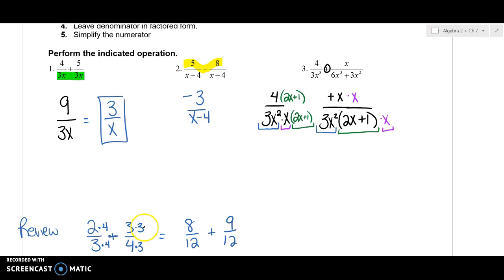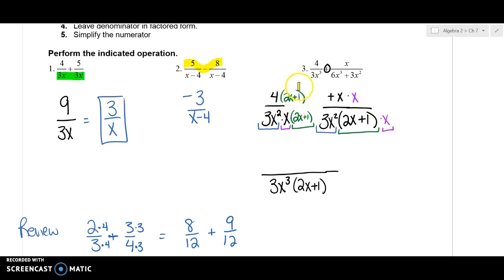Now look back at the review problem that we did yesterday, this 8/12 plus 9/12. Once we got denominators of 12 that matched, what would be your next step? You'd add 8 plus 9 to get 17. Would you add the 12s? Do you cancel out the 12s? Do you do anything with the 12s? No. So our denominators up here, we're not going to do anything special with those denominators. That's just simply going to be the denominator. The denominator is going to be 3x. And let's go ahead and multiply that x back in and make it 3x to the third, 2x plus 1.